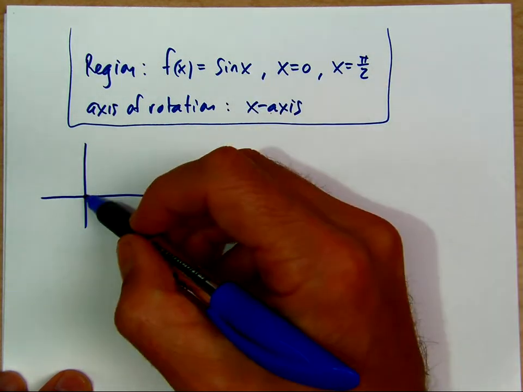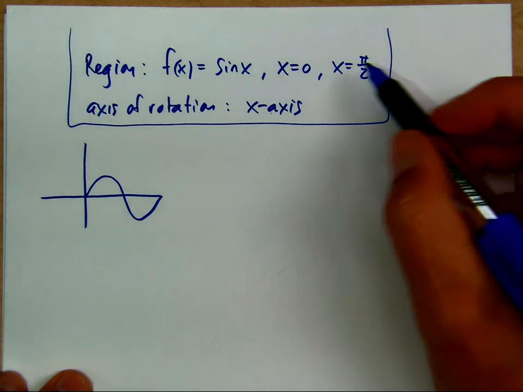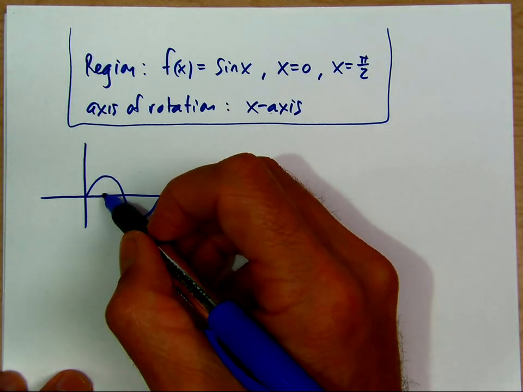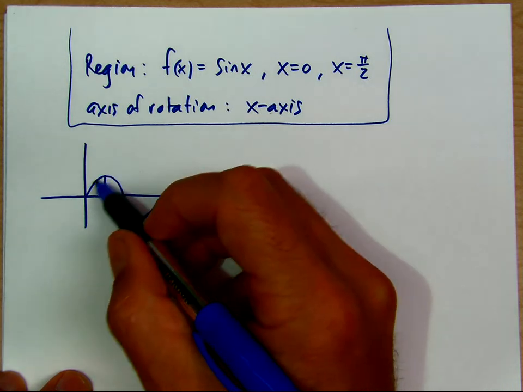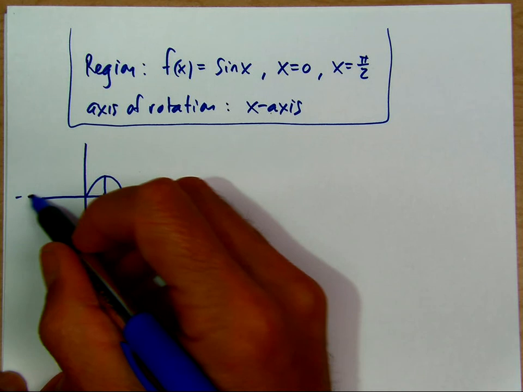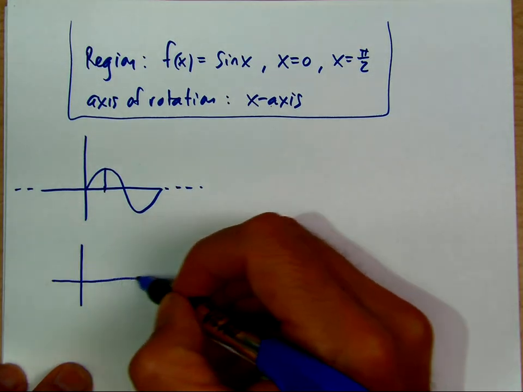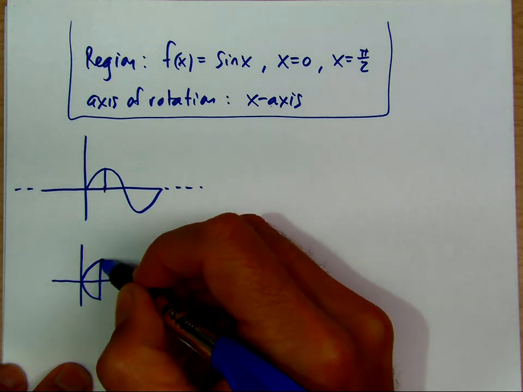Sine, and we're going to go from 0 to pi over 2. Pi over 2 is here. So we're just taking that region and rotating it around the x-axis. So that will make something like that.